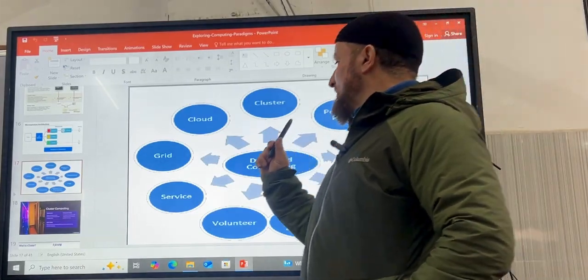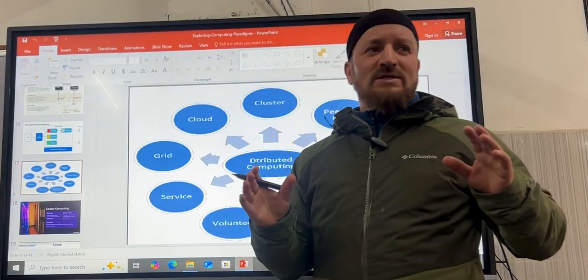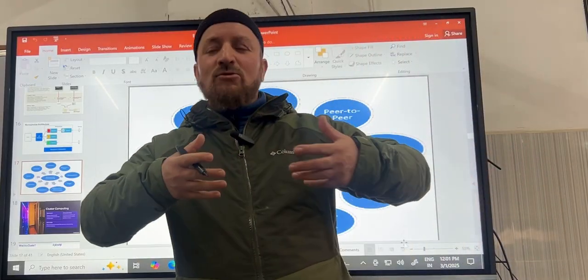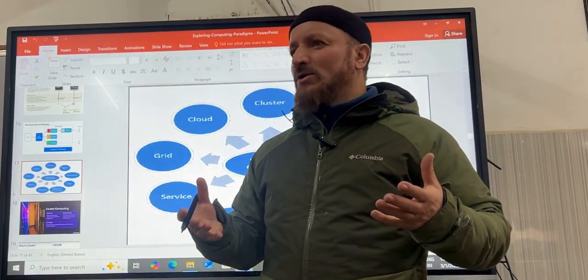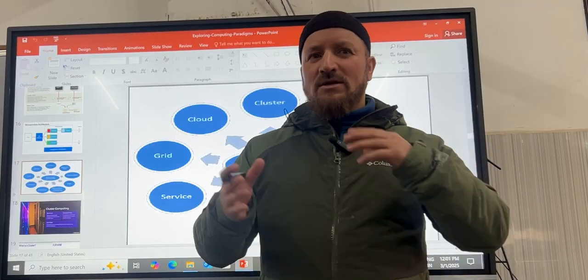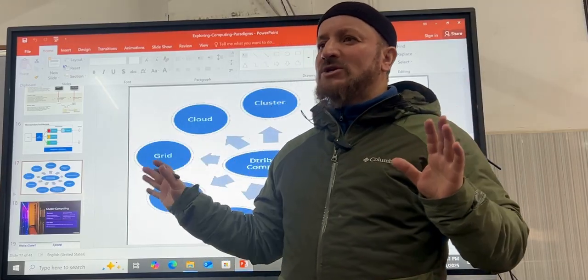Bismillahirrahmanirrahim. So we were talking about distributed computing because we want to arrive at cloud computing. Basically, what we want is cloud computing for IoT. This is the crux. This is what we want to accomplish here.